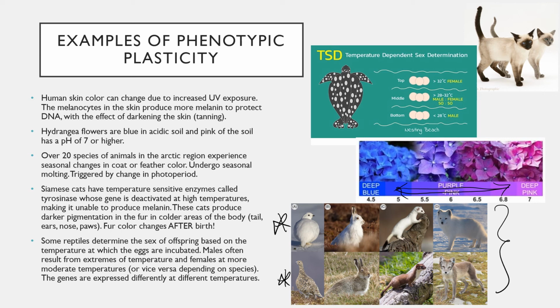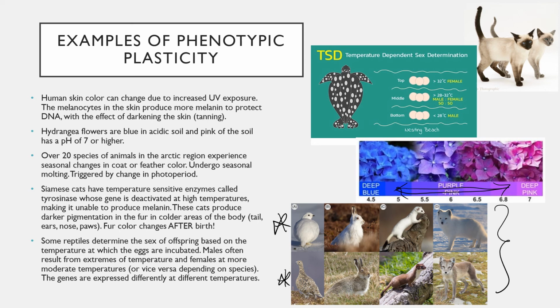As the days get significantly shorter, that is a signal that winter is coming. And in these areas, they tend to have more snow in the winter. So the animals will molt, they will lose their particular fur or feathers and regrow ones that have a different coloration pattern because they're not expressing the same genes.